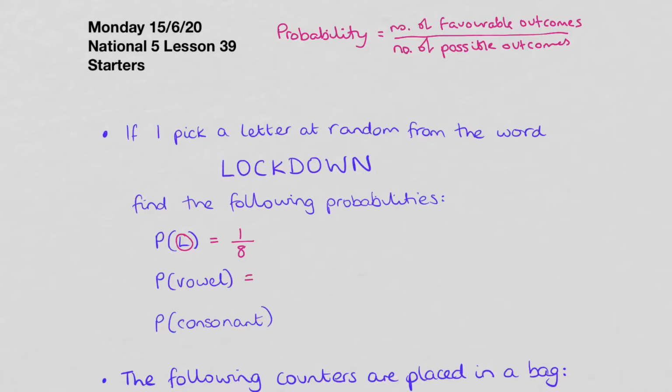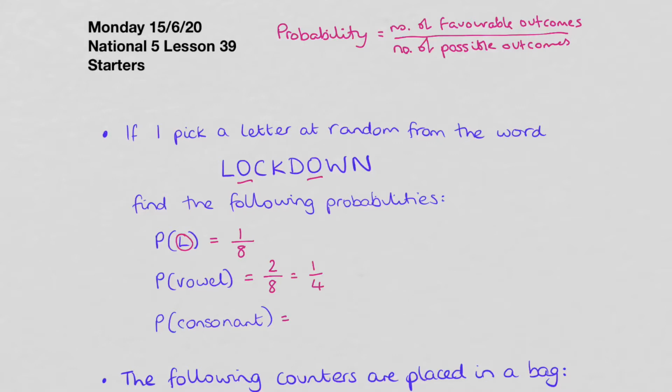Okay, so next one, probability of picking a vowel. Now it's still going to be out of 8 because there are still 8 letters in the word lockdown. So the number of vowels, we've only got 2 vowels. There's the O's, so it's 2/8. But as usual, you must remember if your fraction will simplify, then you have to do that. So it's 1/4.